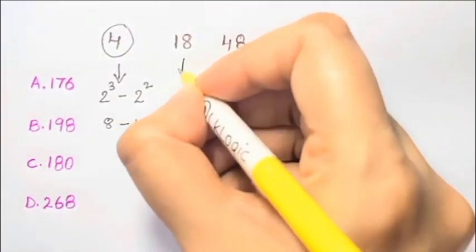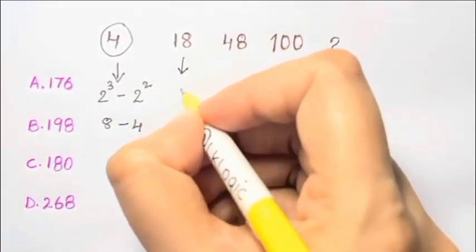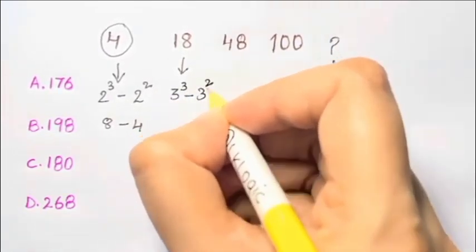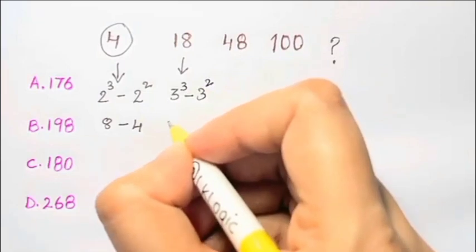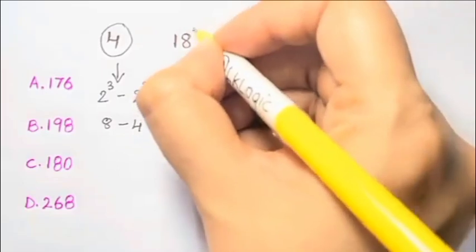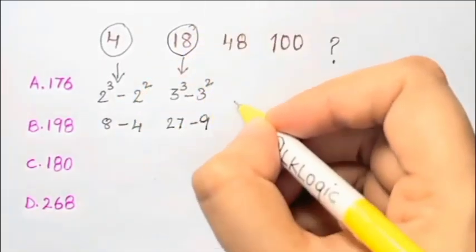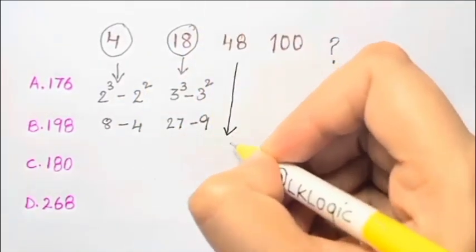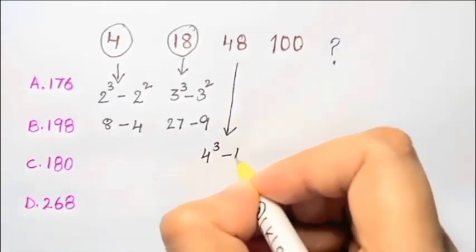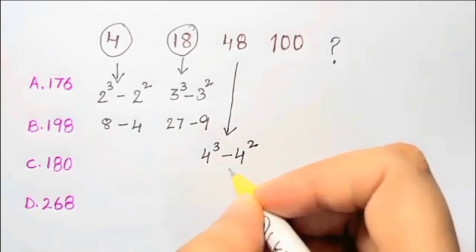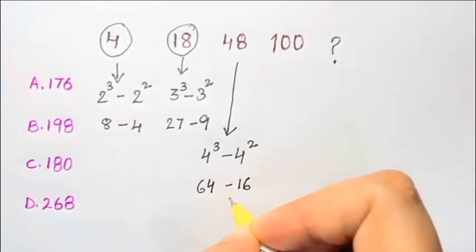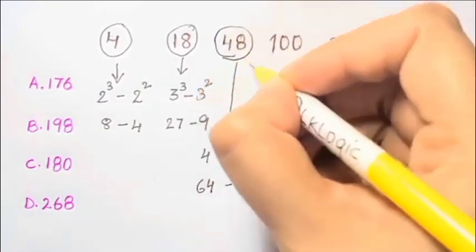Next, for 18, we can write it as 3 cube minus 3 squared. 3 cube is 27 minus 3 square is 9, which will give you 18 back. Now the 48 can be written as 4 cube minus 4 squared. 4 cube is 64 minus 4 square is 16. That gives you 48 back.